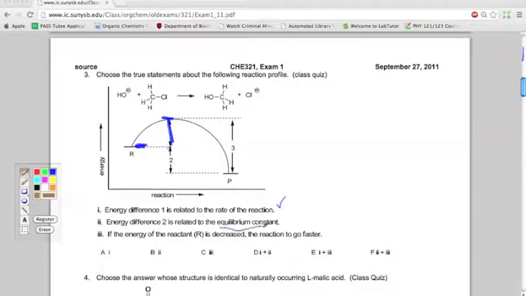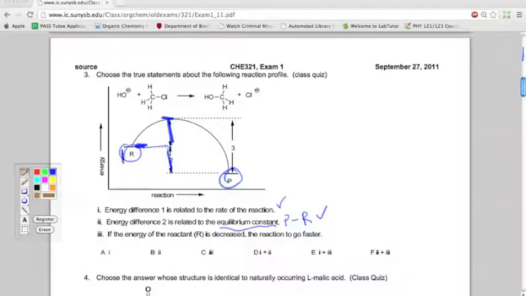Energy difference 2 is related to the equilibrium constant. Now the equilibrium constant is the products minus the reactants. So here's your products, and there's your reactants, and that's 2. So that is correct. Next: if the energy of the reactants R is decreased, the reaction will go faster.